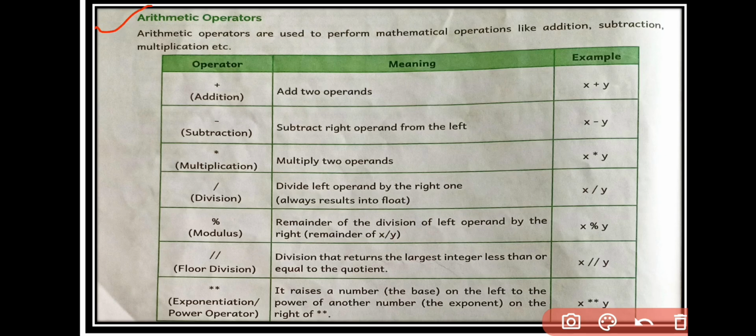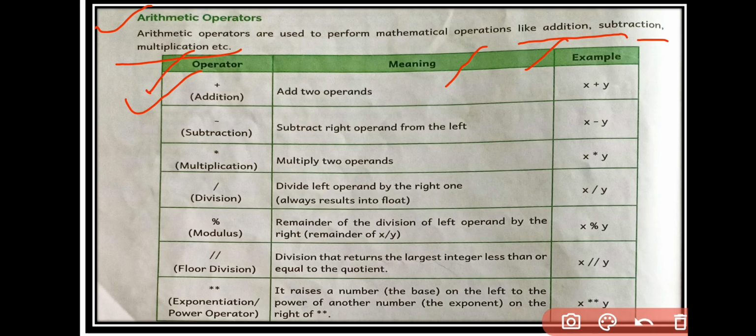You have studied arithmetic in maths. Arithmetic operators are used to perform mathematical operations like addition, subtraction, multiplication, division, etc. Here we have the operator, its meaning, and an example. First is addition, which means adding two operands.